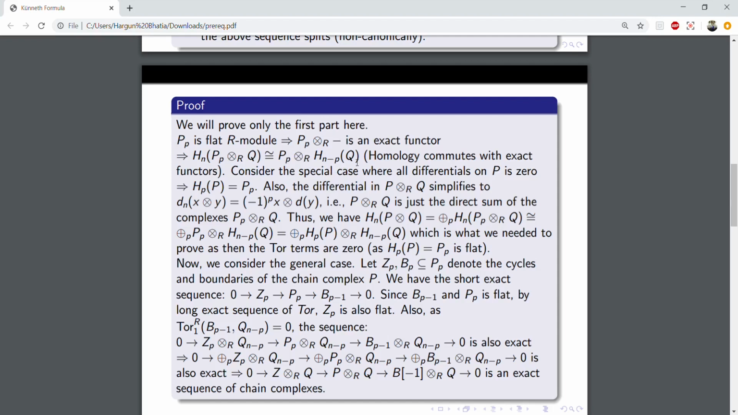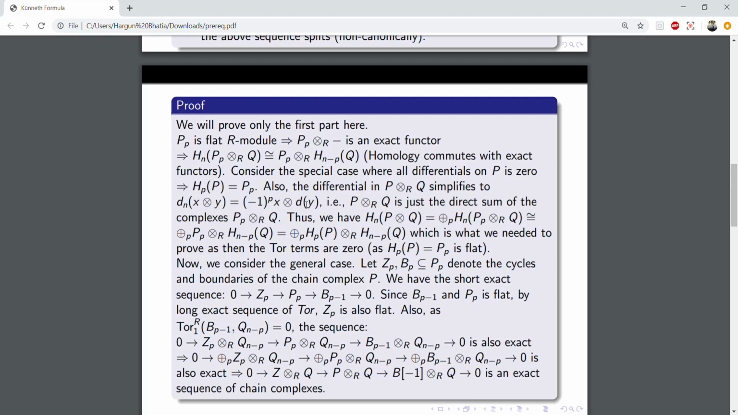Note, I get H_{n-p}(Q). Now, assume that for the time being, we are in a special case where all the differentials on P are 0, which means that the homology of P at p is just P_p. Also, in this case, the differential maps in the tensor product chain complex simplify, right? The d_n of x tensor y: the d of x is 0, so it just becomes (-1)^p x tensor dy.